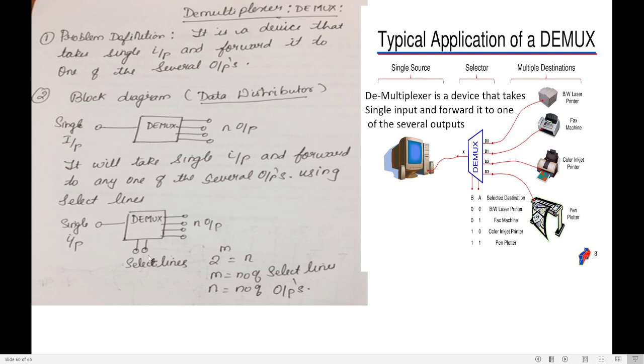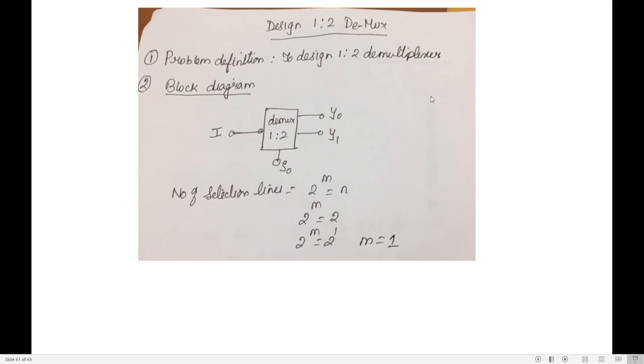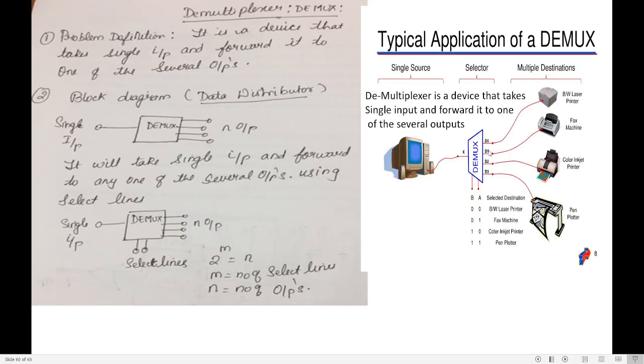Now we need to decide how many select lines a demultiplexer should have. This depends upon the number of outputs. The formula for select lines is 2 power m is equal to n, where m is the number of select lines and n is the number of outputs. In this case, there are four outputs, so 2 power m is equal to 4, which is 2 to the power of 2. So m is equal to 2. That is the reason we have two select lines. In this way, we decide the number of select lines.